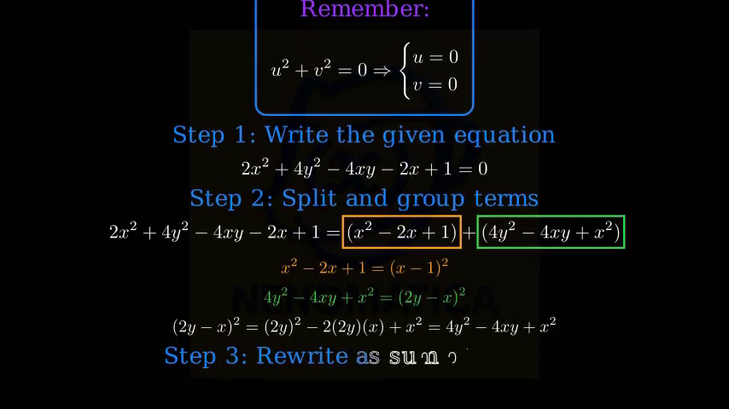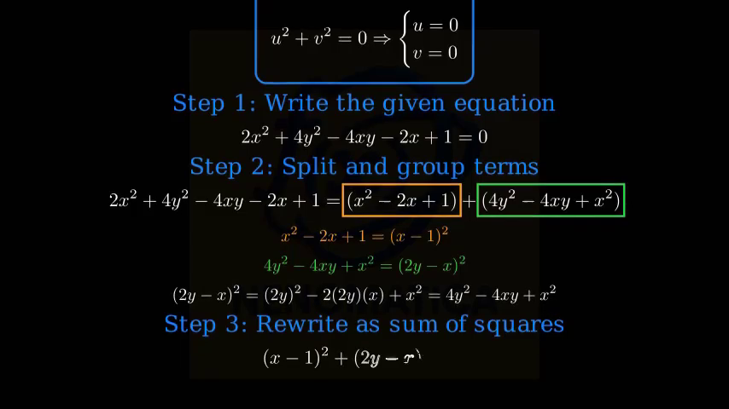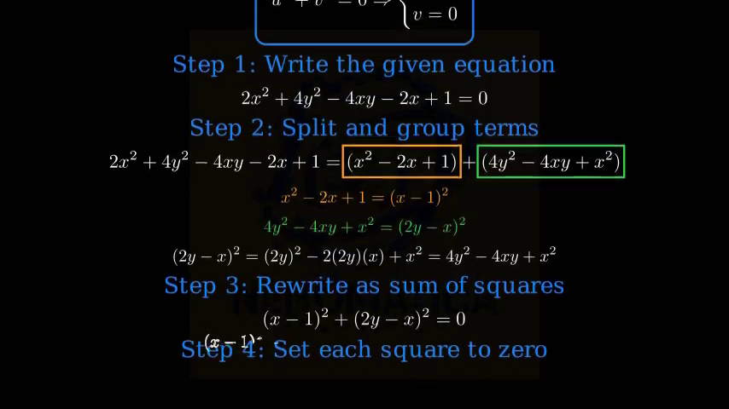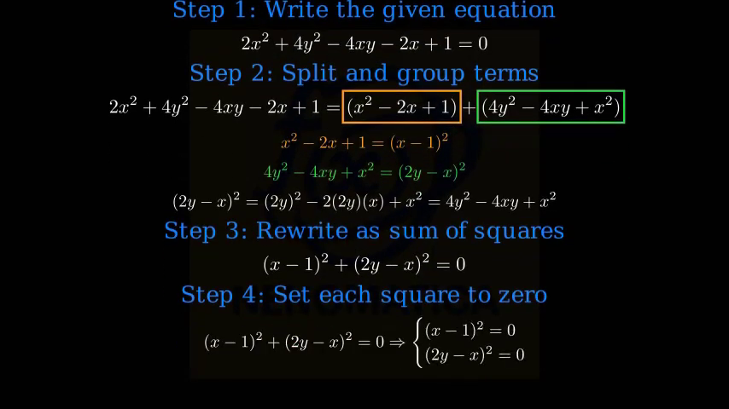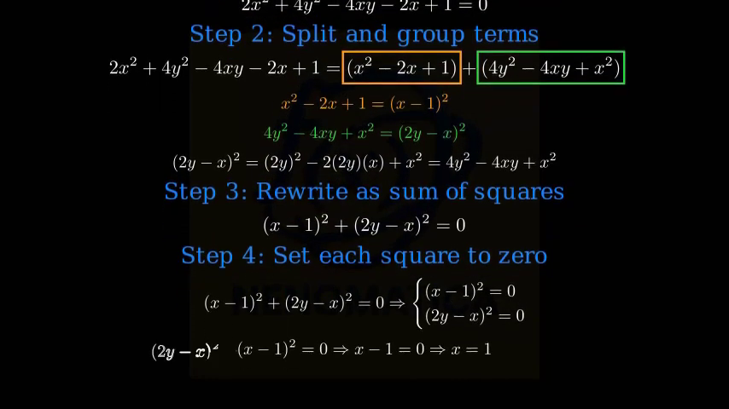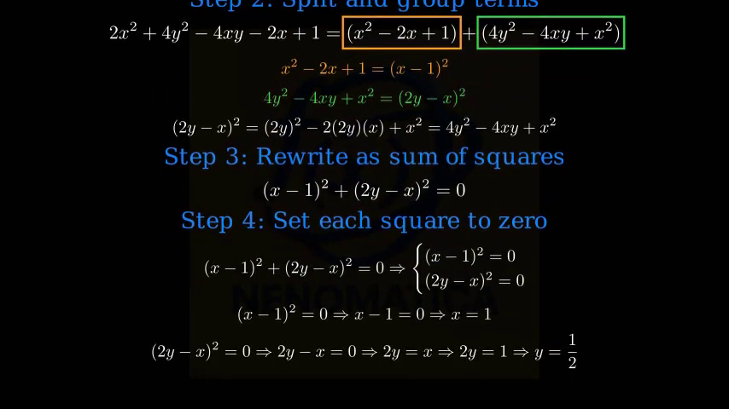Step 3. Now we can rewrite our original equation as a sum of perfect squares equal to 0. We get x minus 1 squared plus 2y minus x squared equals 0. Step 4. Now we can apply the rule we mentioned earlier. Since the sum of two squares equals 0, and squares of real numbers are always non-negative, each square must individually equal 0. So we have x minus 1 equals 0, and 2y minus x equals 0.